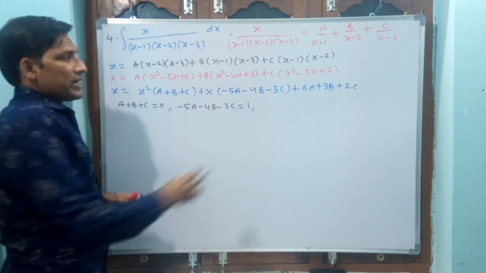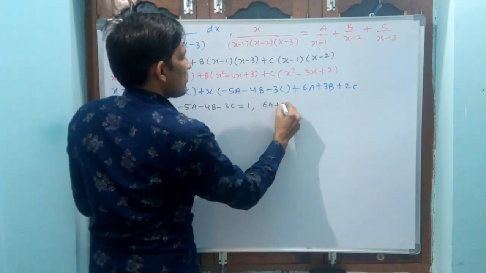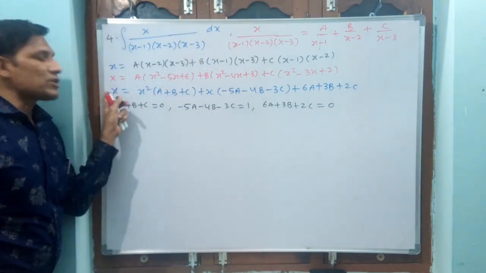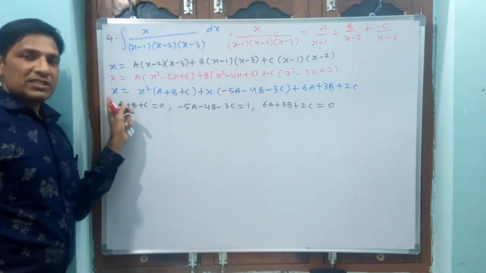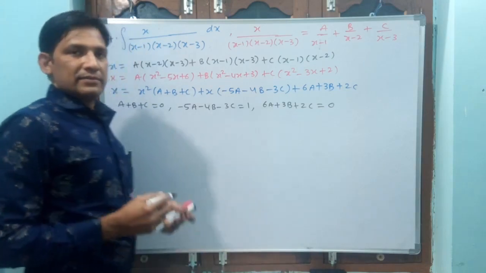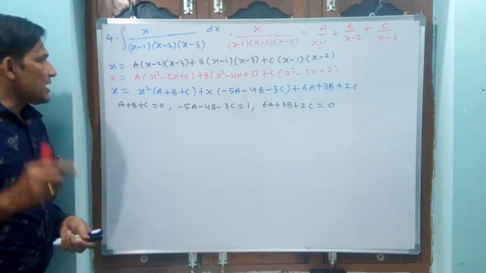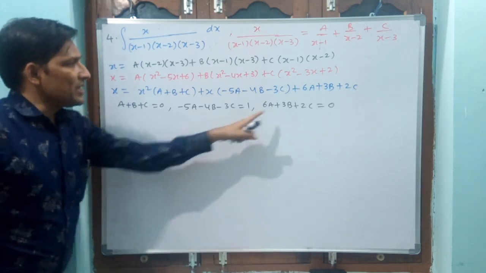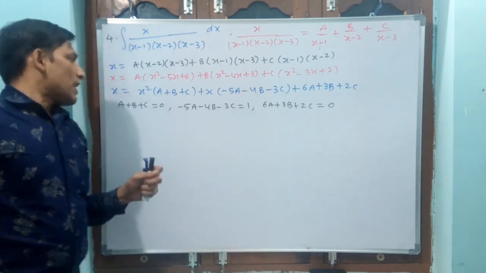Third equation is also there. 6a plus 3b plus 2c is equal to 0. Why? Because here constant is not there. When constant is not there, then 0 you have to write. Okay. See here also, a plus b plus c is also 0. 6a plus 3b plus 2c also 0. What you can do?